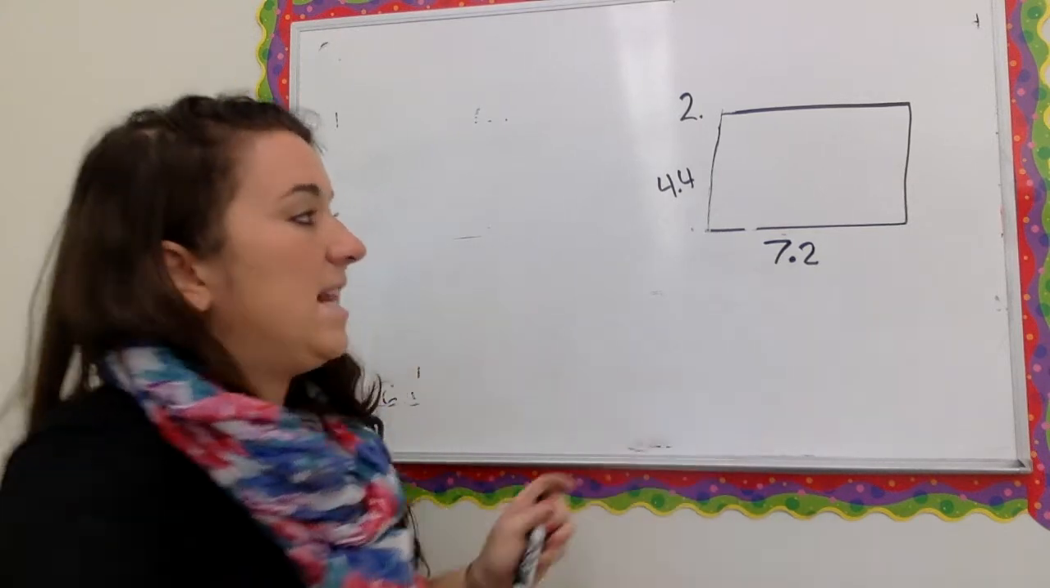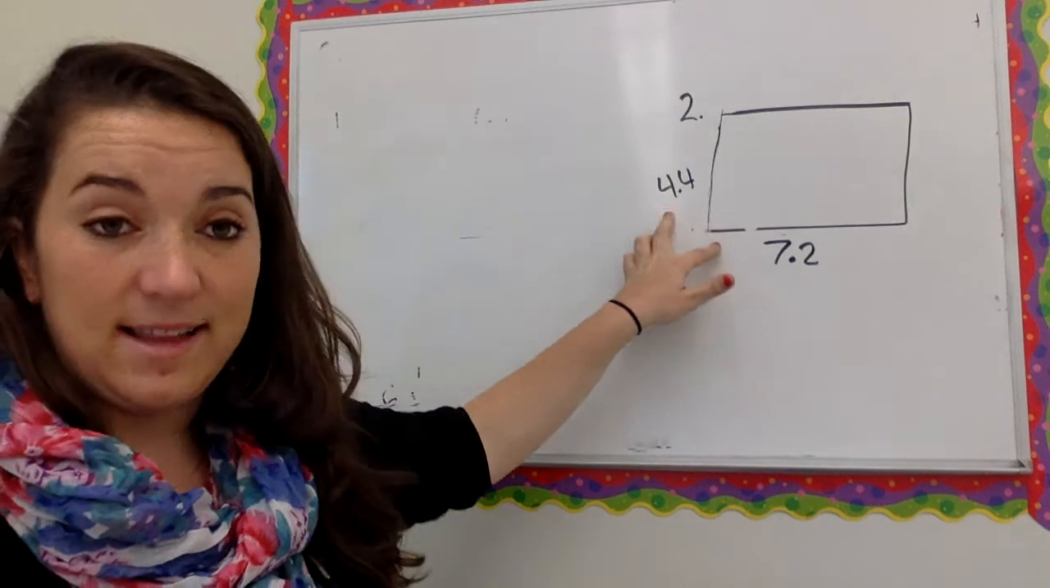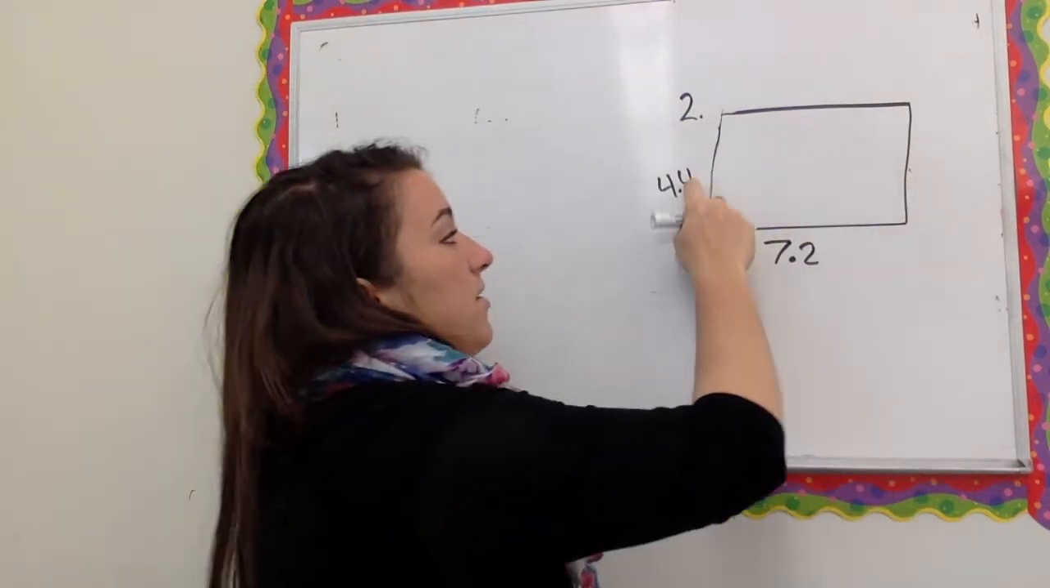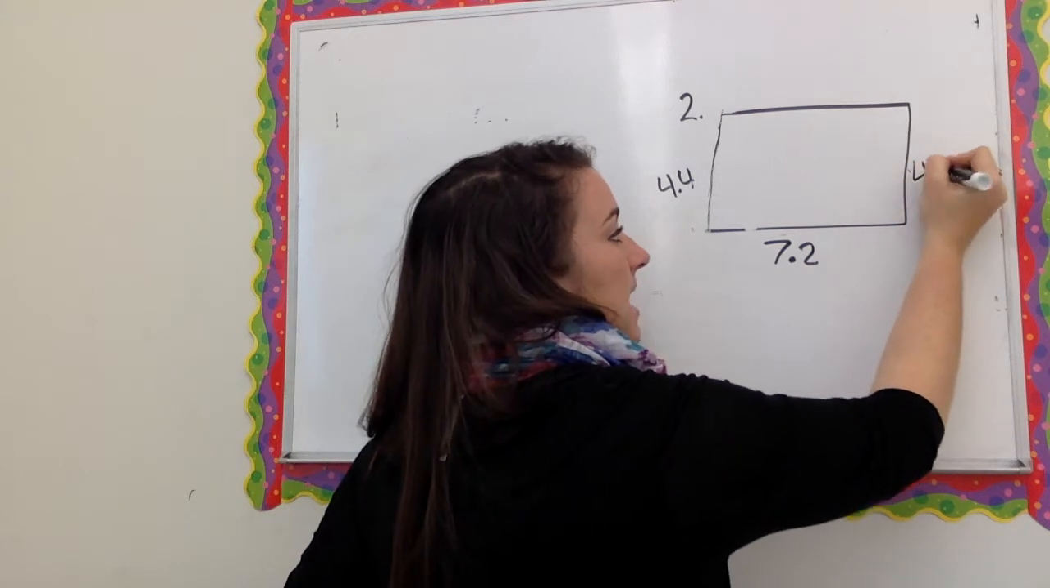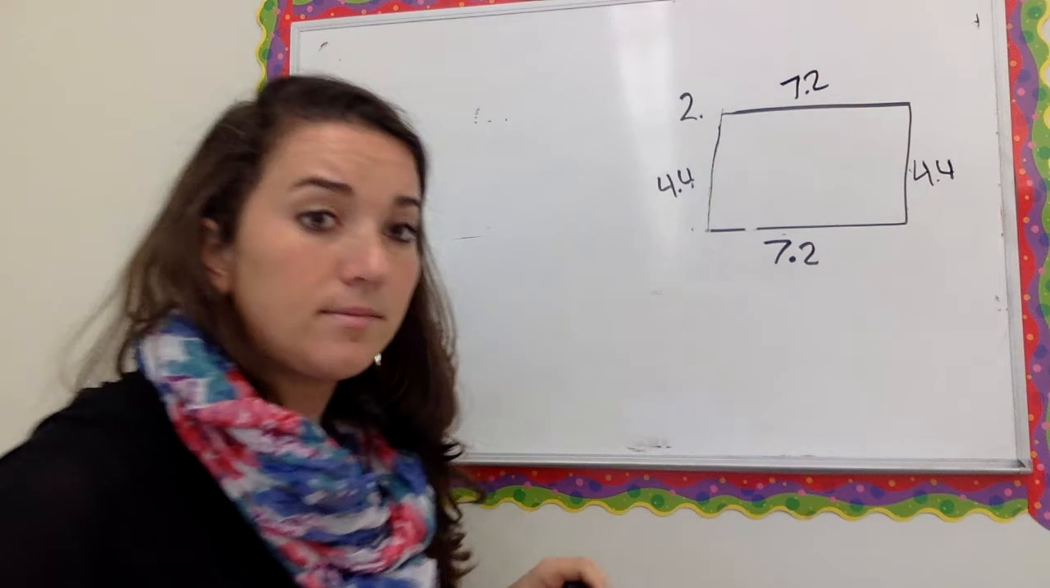Again, for the perimeter, what I need to do is add up the length of all the sides. I do not just add up the 2 sides that are labeled. I need to label all of the sides and then add them up. So this side is equivalent to this side, so it'll be 4 4/10. This side is equivalent to this side, so it'll be 7 and 2/10.